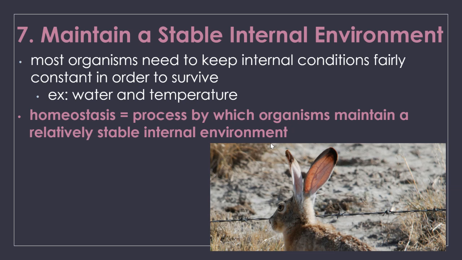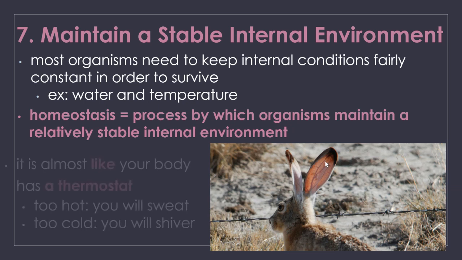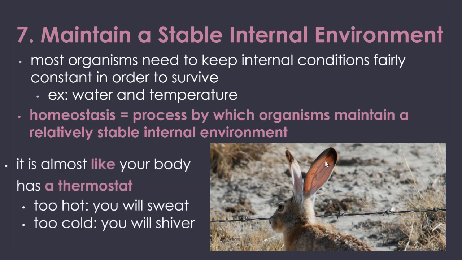We as humans need to stay at a certain level of hydration. Otherwise, we start to feel kind of bad. And we have our kidneys to help us do that. Temperature is a big one as well. And you can see this rabbit helps maintain its temperature by having blood vessels in its ears that are able to release heat. It's almost like a thermostat for your body when your body does homeostasis.